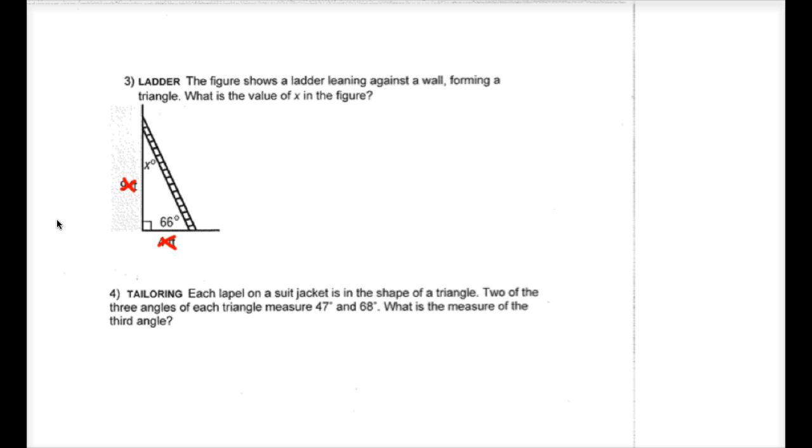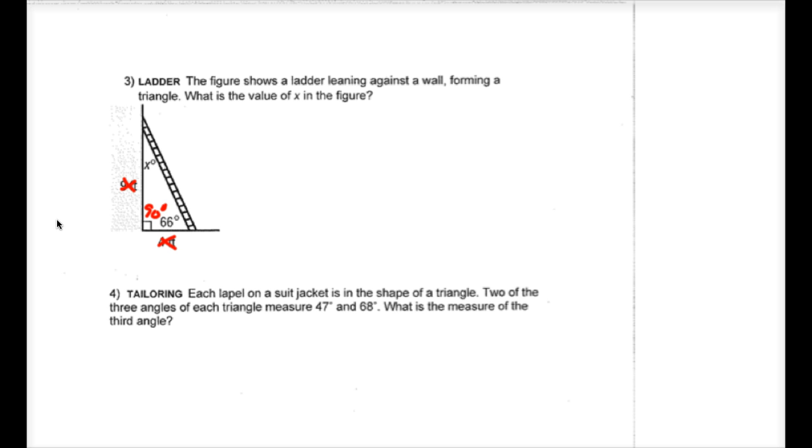We only know the 66. There is a box, which means it's a right angle. The bottom left is the right angle. So how many degrees is that? 90. Everybody throw a 90 in there. So the 3 angles of every triangle add up to 180. Here's the step. What's 90 plus 66?